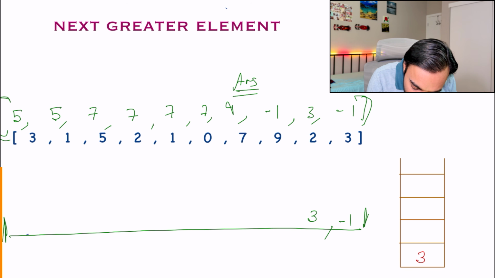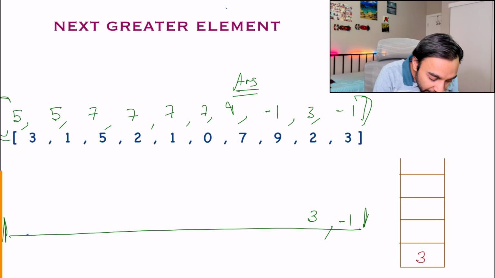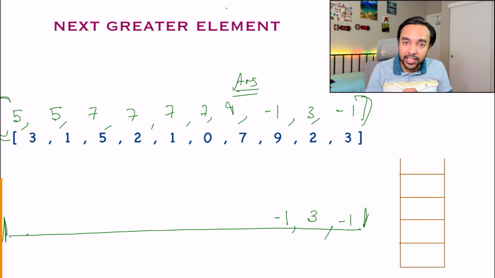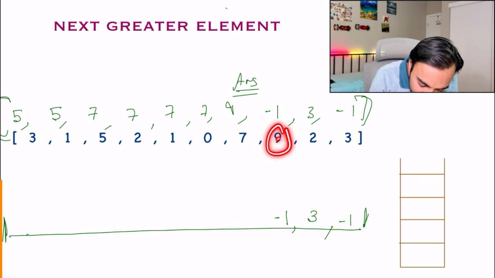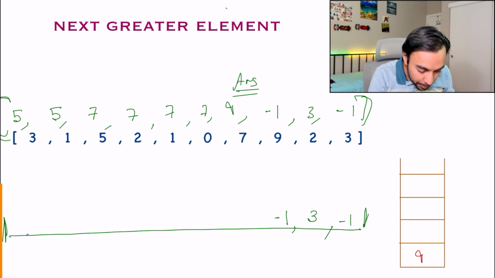If I pop the next element, that is 3. 3 is also less than 9. So I will remove this element also. Now my stack is empty. So I can say that I don't have any greater element than this. And I will add this 9 to my stack. Just wait a little while and everything will become clear.